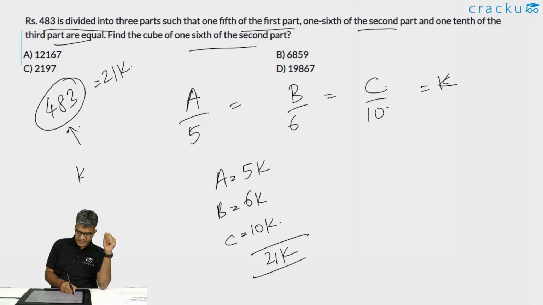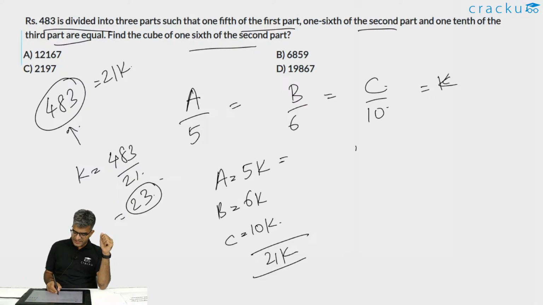So the value of K is equal to 483 divided by 21, which is equal to 23. So the value of A is equal to 5 times K, which is 115. The value of B is 6 times K, which is equal to 138. The value of C is 10 times K, which is equal to 230.